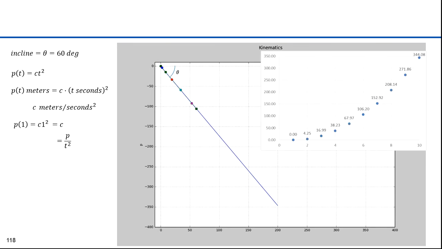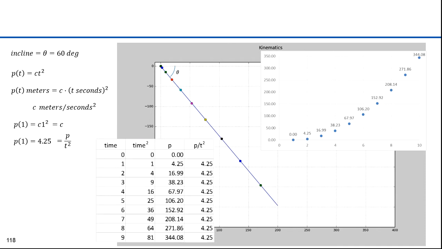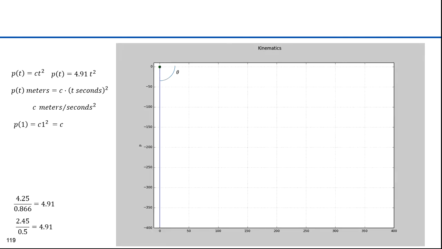Here are the positions plotted. Note that the exponential curve got steeper. P of 1 is now 4.25, which corresponds to a faster rolling ball. As we said before, every instance of p divided by t squared would equal 4.25. The y component of P of t is now the cosine of 60, which is 0.866. 4.25 divided by 0.866 equals 4.91. This is the same result we got before with the 30-degree inclination.